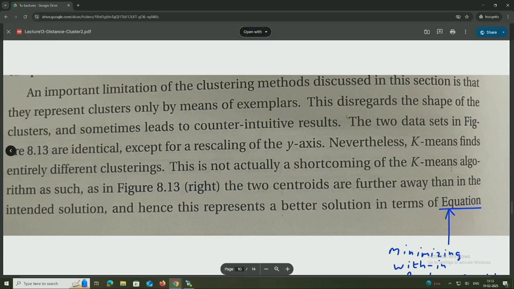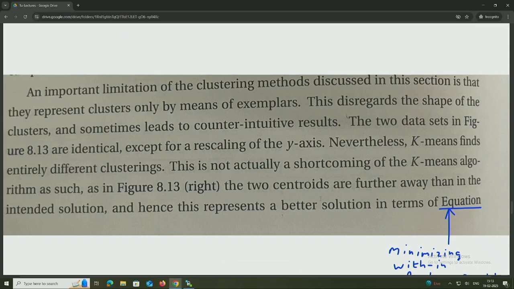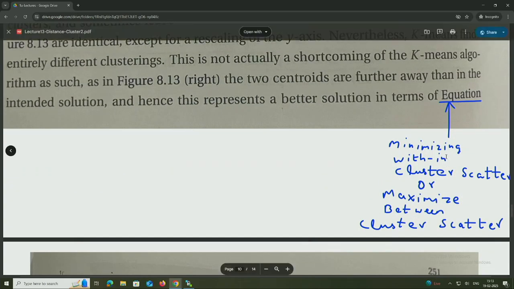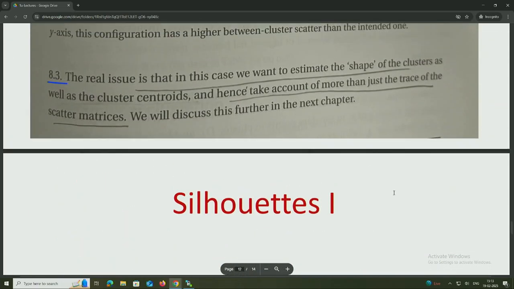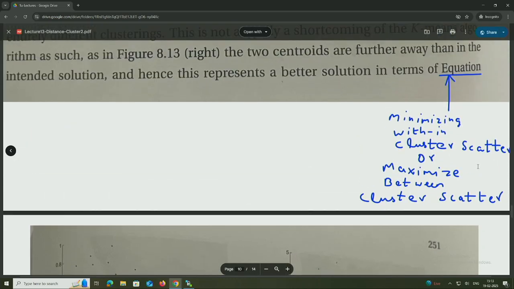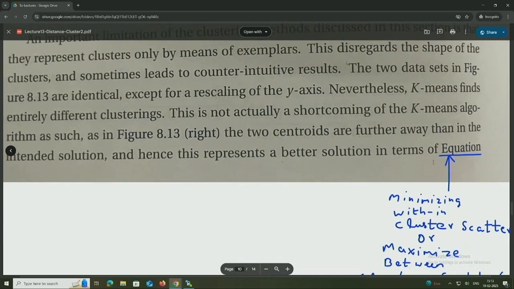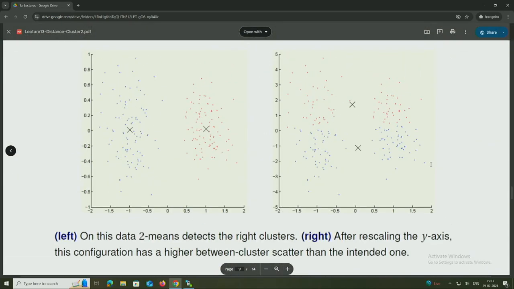Nevertheless, this is not actually a shortcoming of the algorithm, because the centroids in the two cases are farther apart. This is a better solution in terms of this equation. So what is this equation? The equation we are referring to is that you are minimizing the within cluster scatter and maximizing the between cluster scatter. So the algorithm is not doing anything wrong. When you rescale the value, it is still minimizing and maximizing numerically. We can't see it, but it's not able to capture the shape of the data.